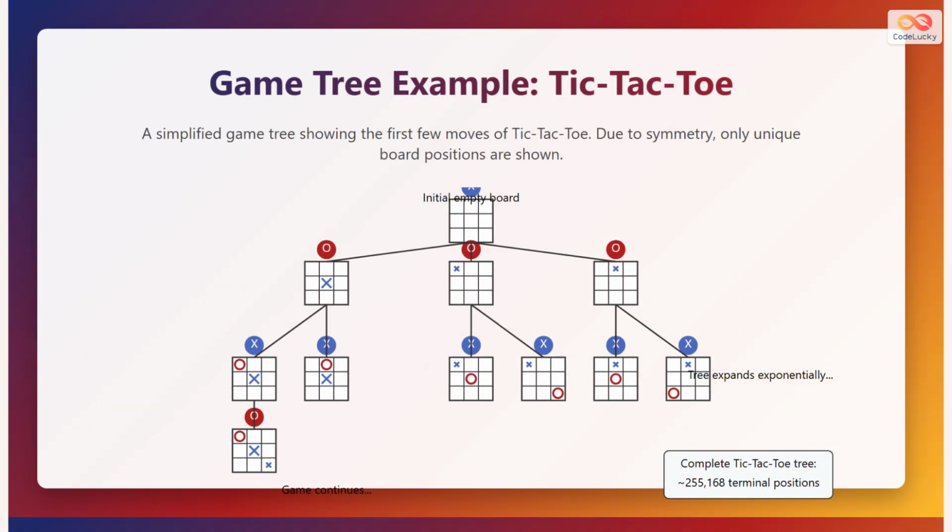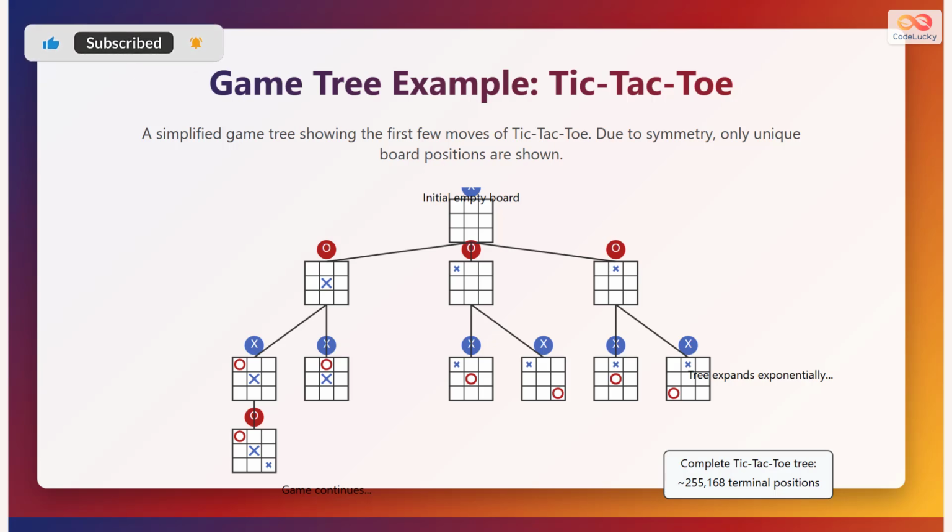Let's look at a practical example of a game tree: tic-tac-toe. Here we have a simplified game tree that shows the first few moves of tic-tac-toe. Because of symmetry, we only show the unique board positions. The root node represents the initial empty board. Player X starts by placing an X in one of the positions. Player indicators on the node show whose turn it is to play.